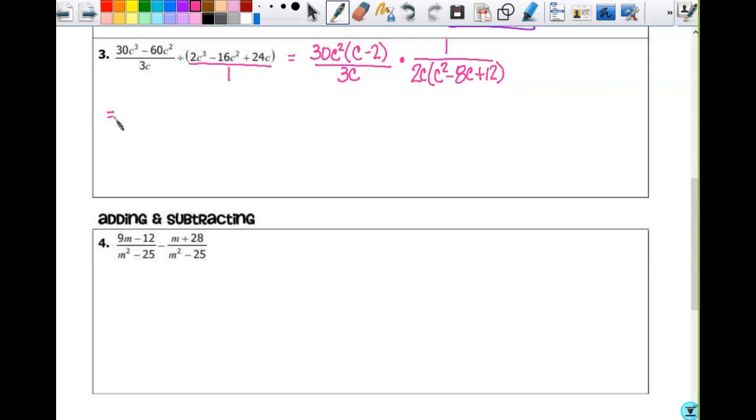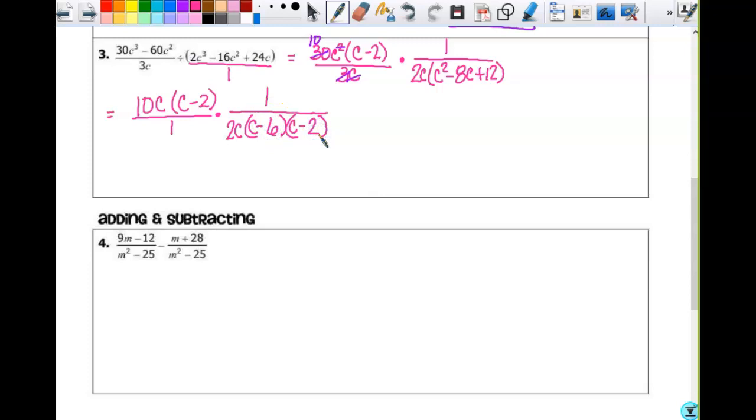So when I rewrite this, I'm going to go ahead and reduce some of this. So the 3 can go into 30 10 times, and this c can cancel out the squared there. So then that leaves me with 10c times c minus 2 over 1 now, times 1 over 2c, and then I'm going to factor that trinomial. This will be c and c. The signs have to be the same, both negative. What are my numbers? 6 and 2. Good. 6 and 2.